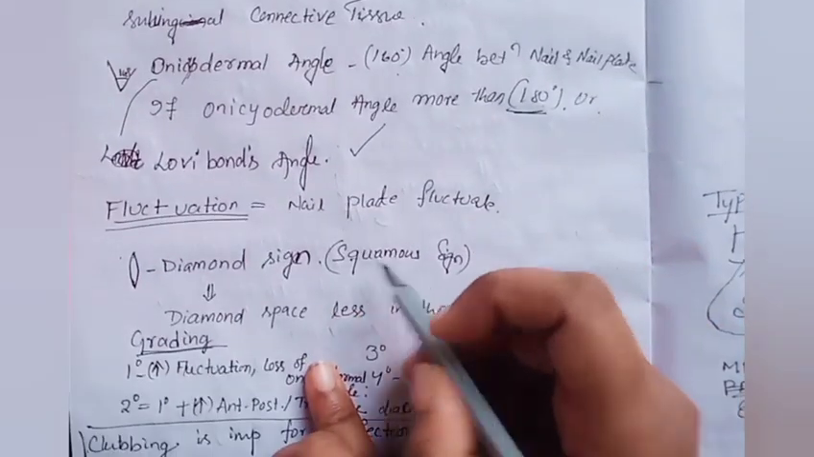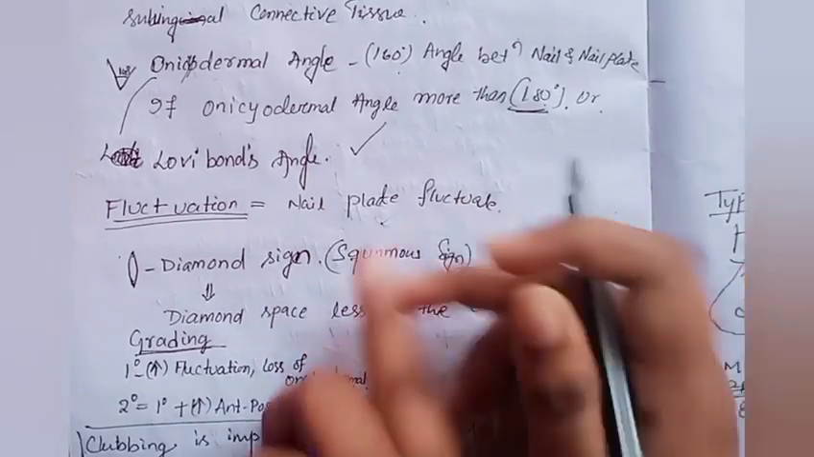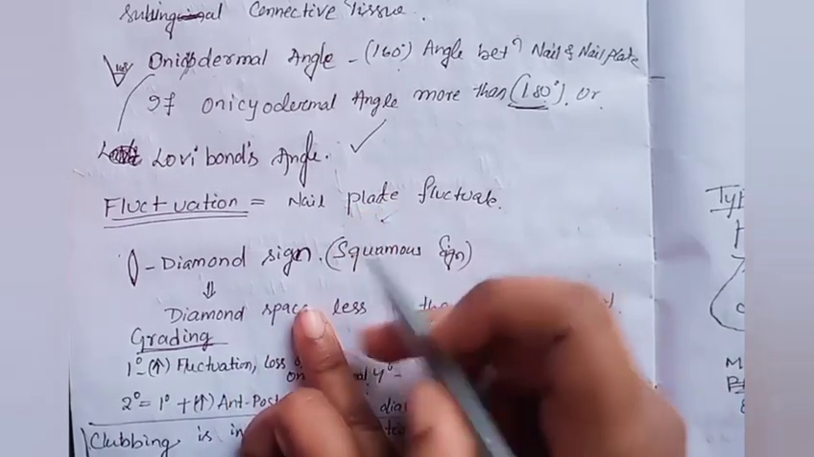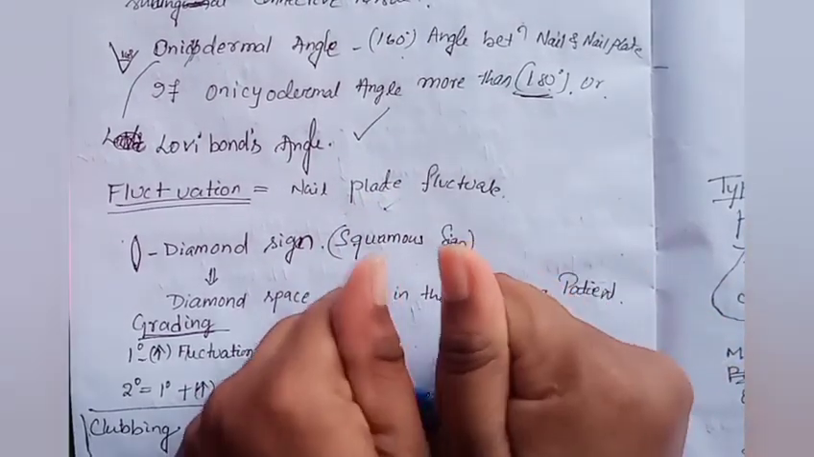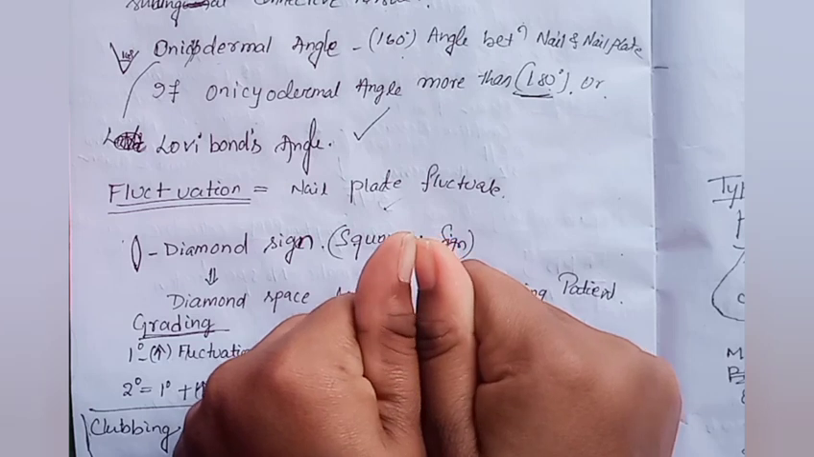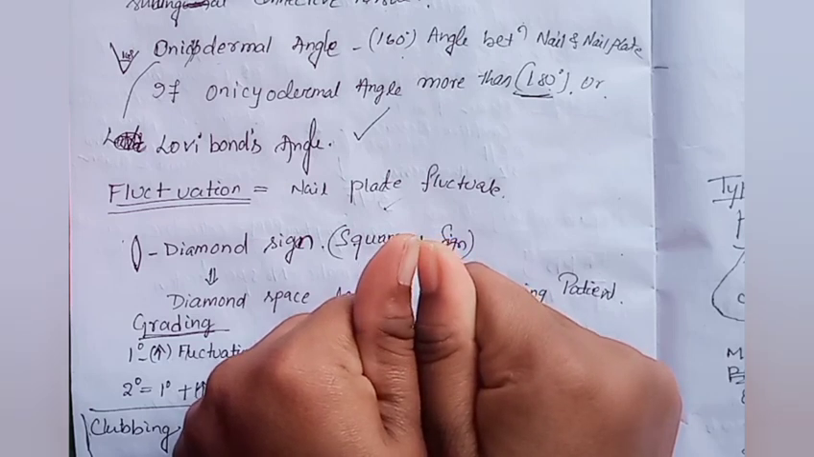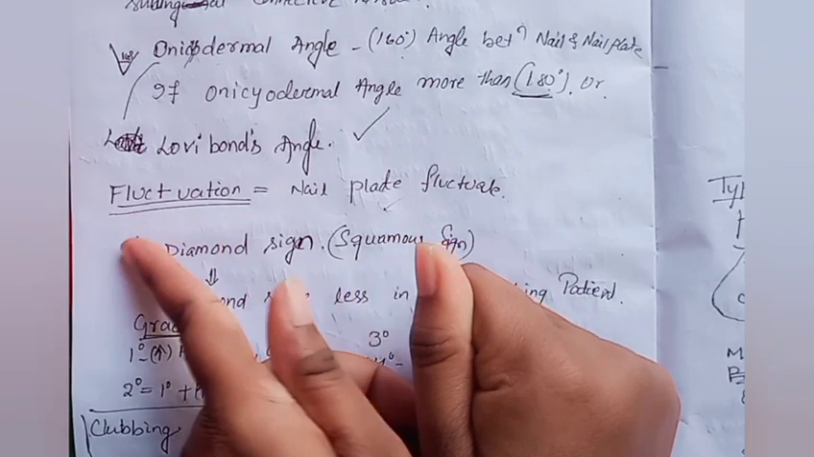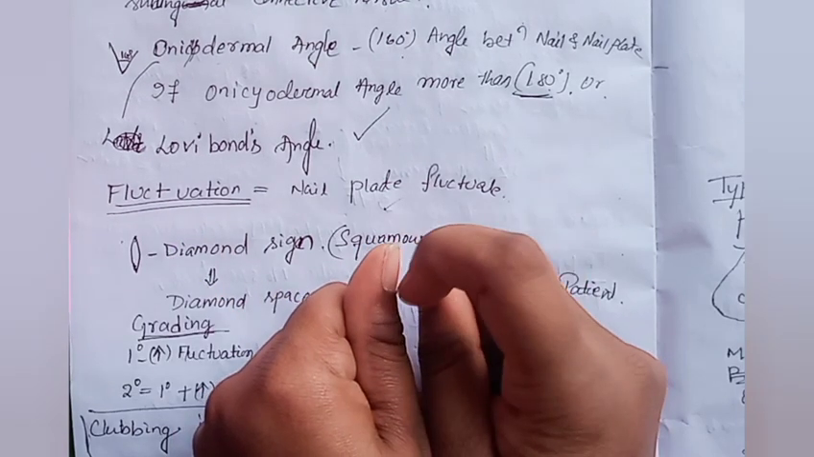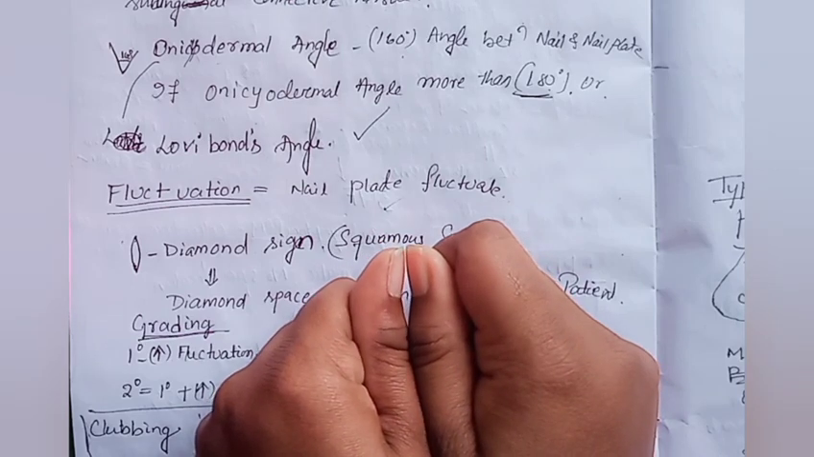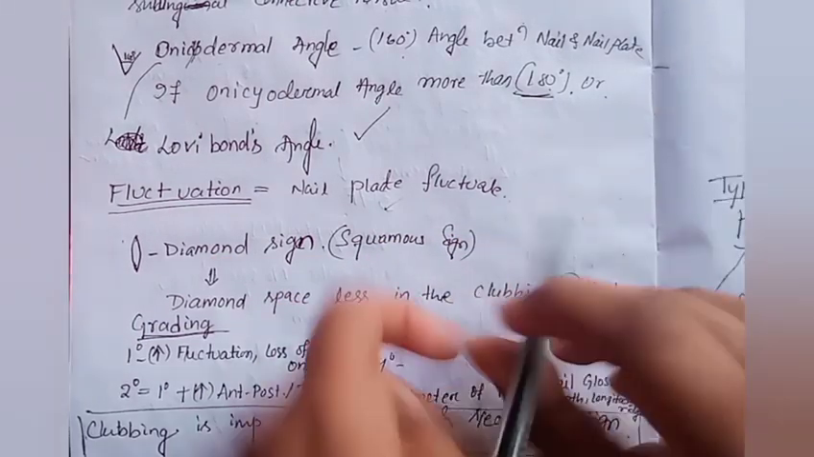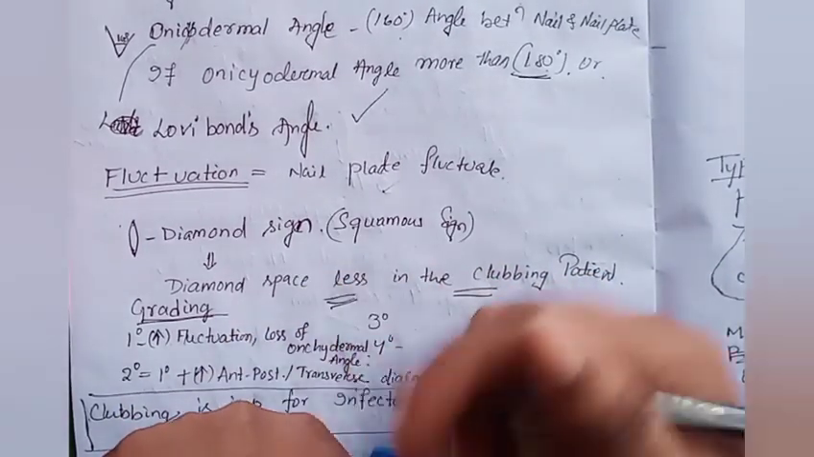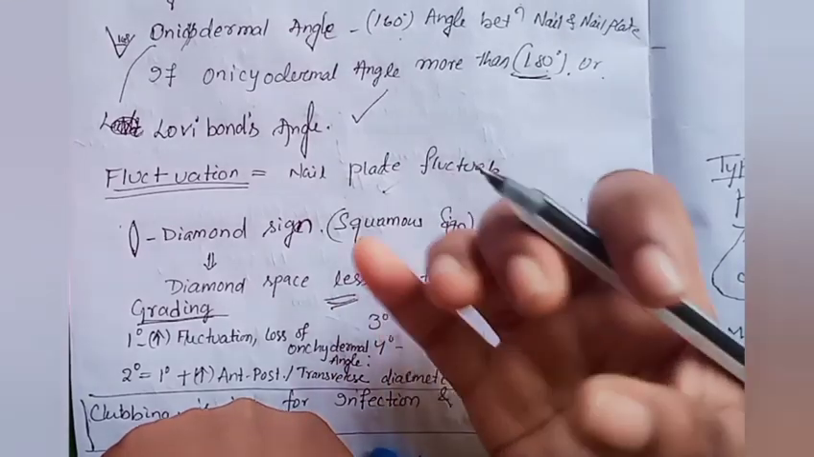And then what we find in clubbing is that the nail plate becomes fluctuant. When you examine, fluctuation is present. There is a definite sign: when we bring our two thumbs together, an angle is produced. That is called the diamond sign. Here you can see the diamond sign appearance, but in a clubbing patient no diamond sign is found. That is the important diagnostic sign to know a clubbing patient.